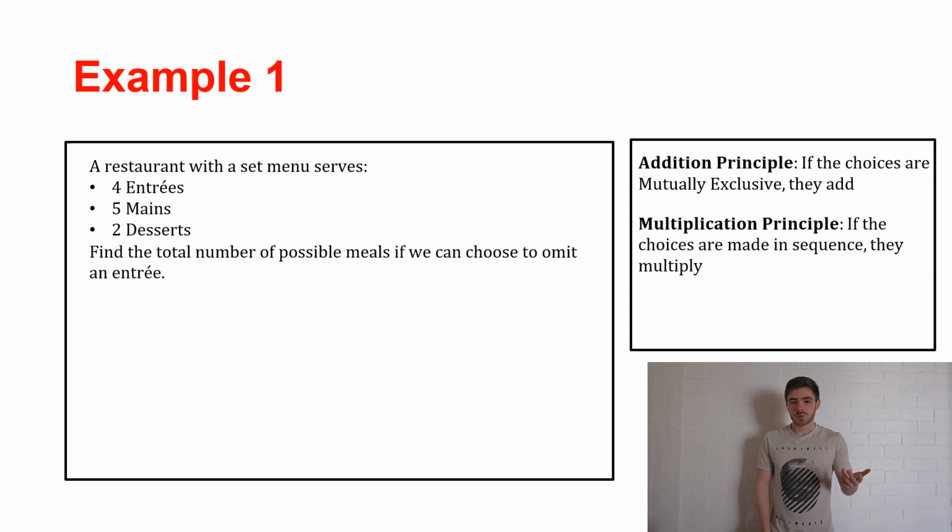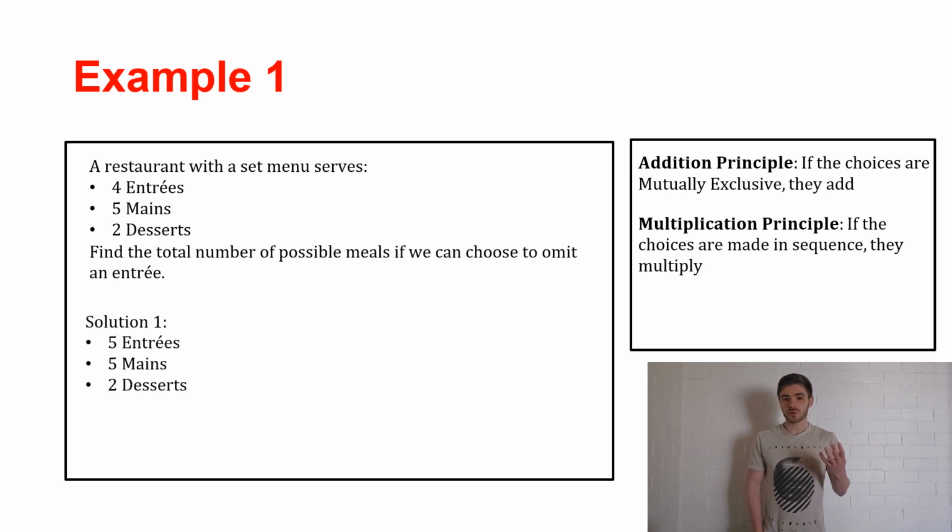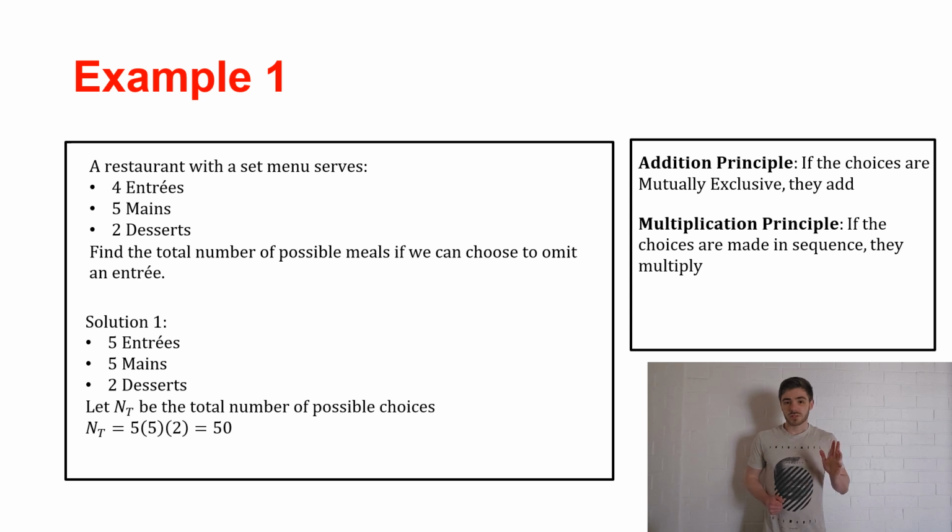There's actually a couple of ways we could approach this, and the first is to consider the choice of removing an entree to itself be a choice of entree. That gives you 4 possible meals for entree, and an additional choice of removing that entree. These are choices made in sequence, so the multiplication principle is going to apply. There's 5 choices for entree, multiplied by the 5 choices for main, and then again multiplied by the 2 choices for dessert.